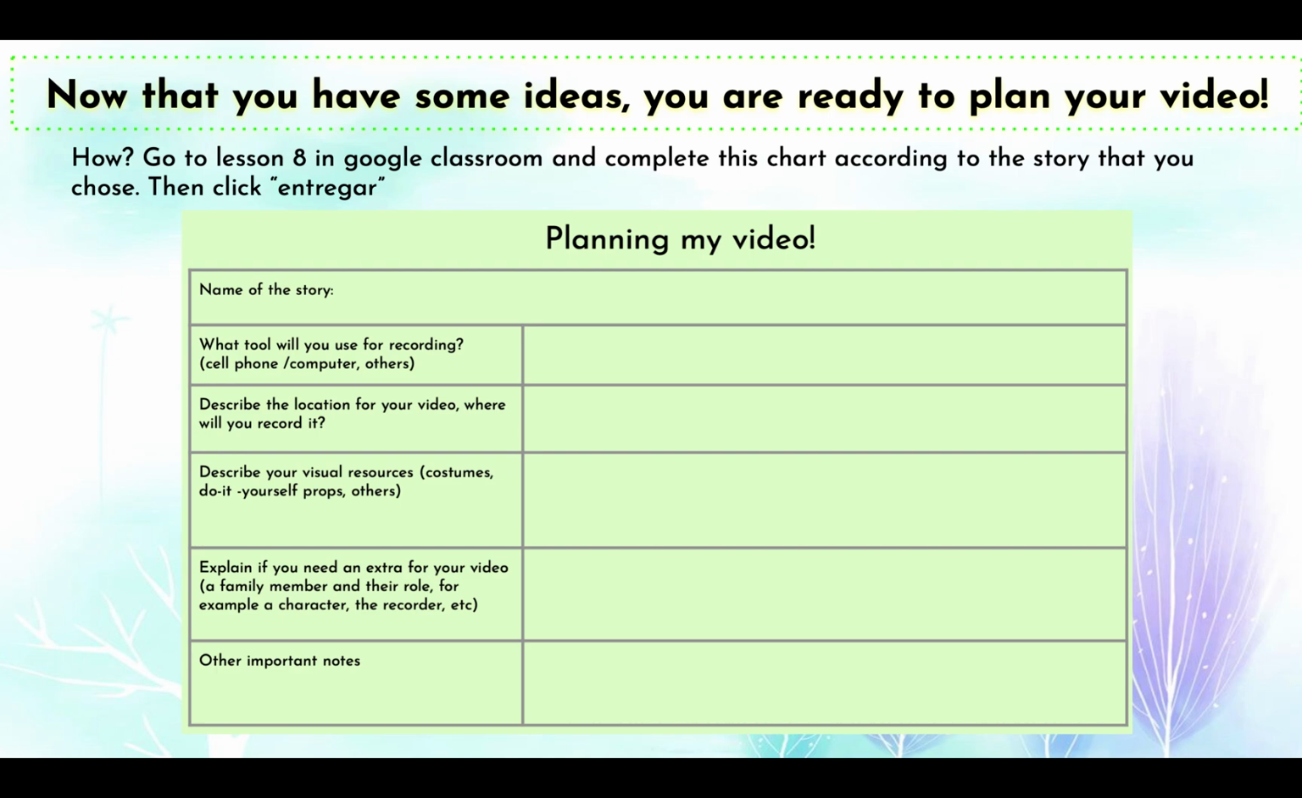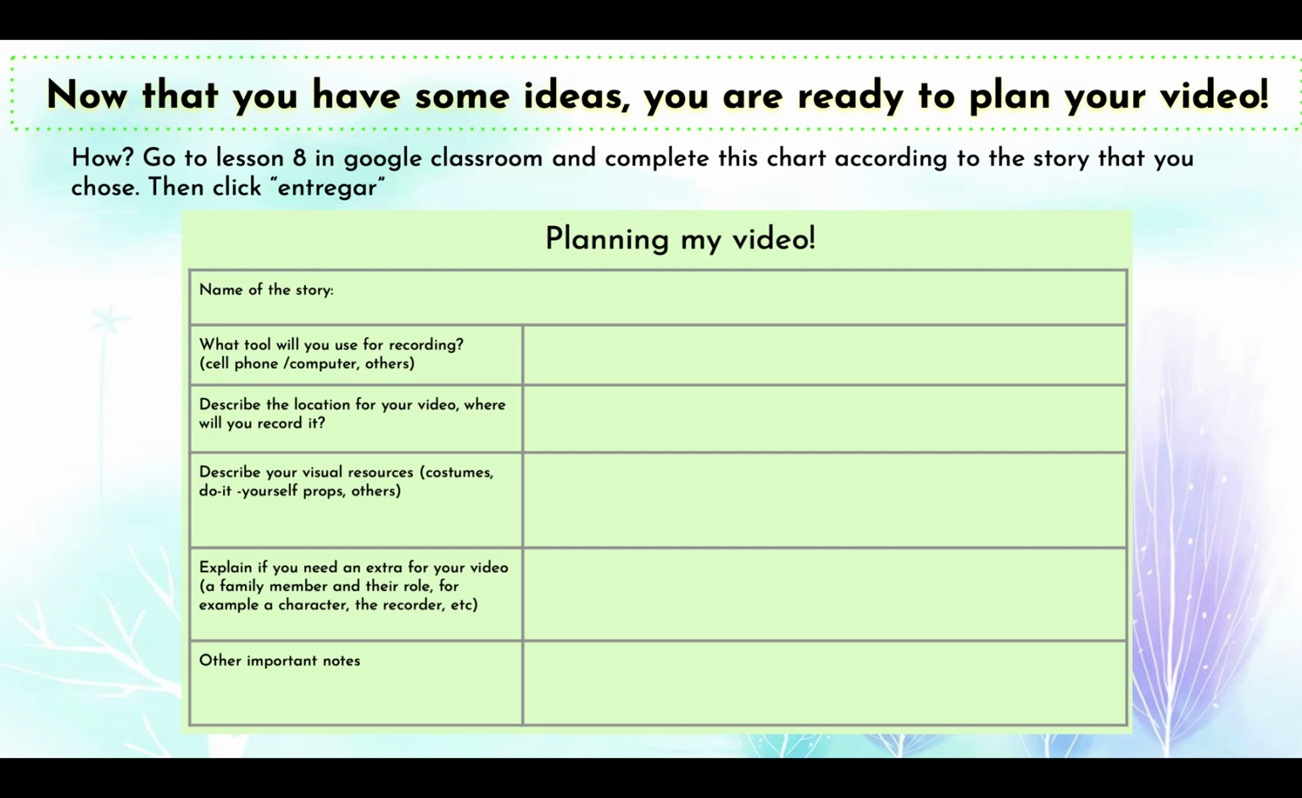What aspects do you need to consider to plan your video? First of all, the name of the story. Secondly, what tool will you use for recording? Will you use a cell phone, a computer, or other? Also, you need to consider and describe the location for your video. Where will you record it?